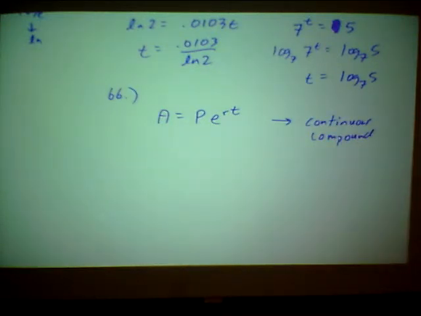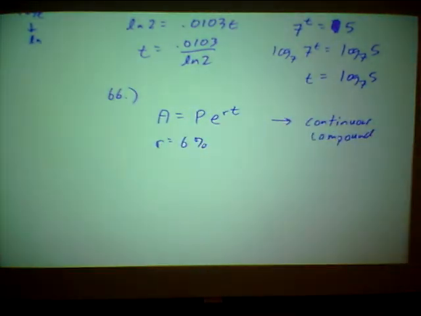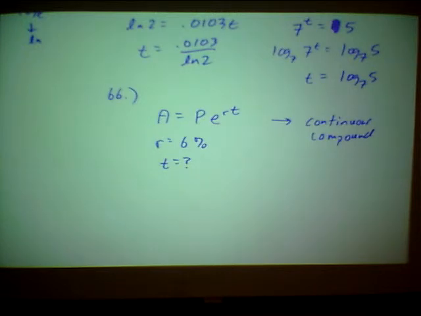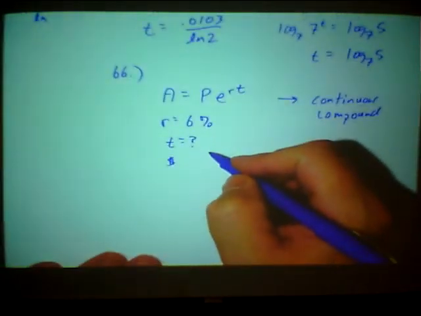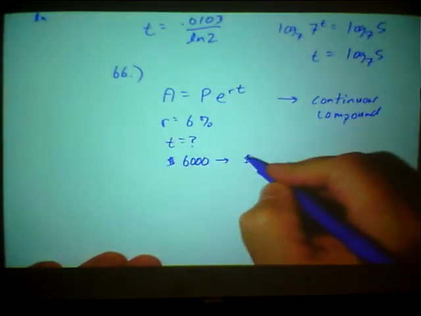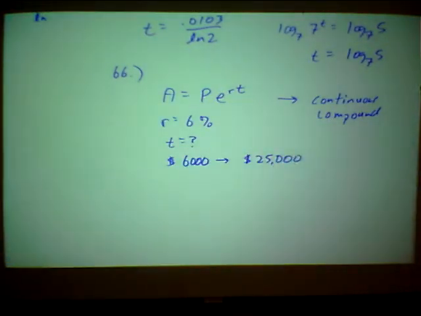So it says, if interest is compounded continuously at the rate of 6% per year, so my interest rate is 6%, approximate the number of years. They're asking us to find the number of years it will take an initial deposit of $6,000 to grow to $25,000. So they're going to put $6,000 in this bank. They want to know how many years it would take for the money to grow to be worth $25,000.